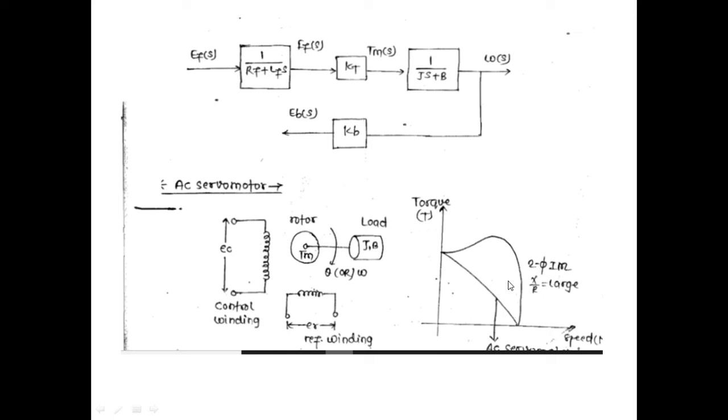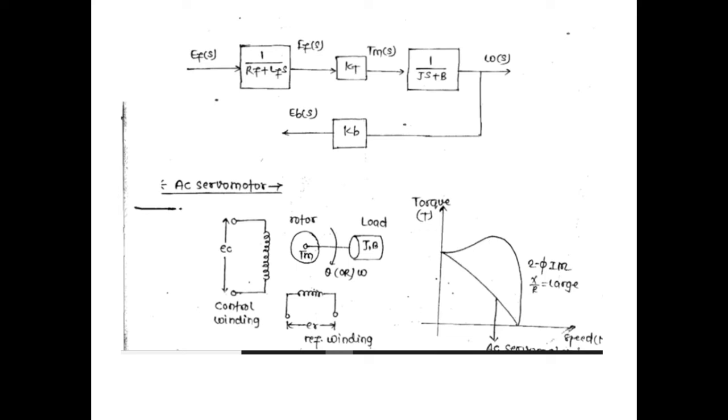Obviously मुझे एक arrow लगाना चाहिए था. This X by R corresponds to this curve, a large value, and this curve corresponds to a smaller value of X by R. It is simple mathematics. R is in the denominator, so a large value of R will result in a smaller value of X by R ratio. So I can say that this curve is having a smaller value of X by R ratio, and this curve is having a larger value of X by R ratio.